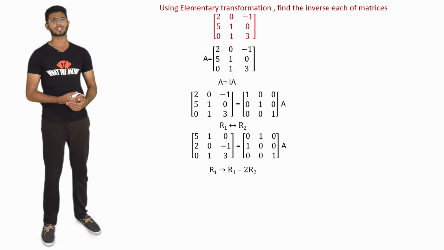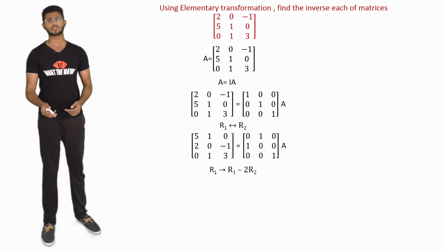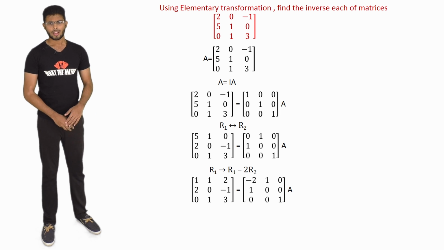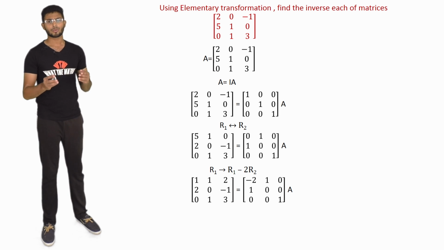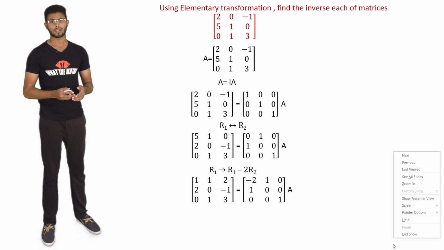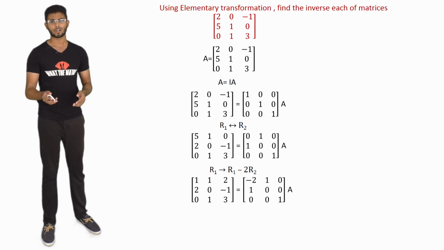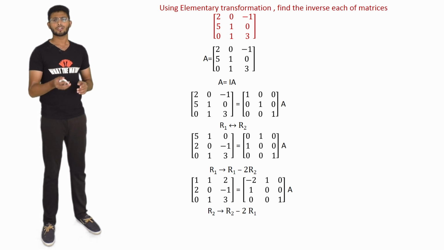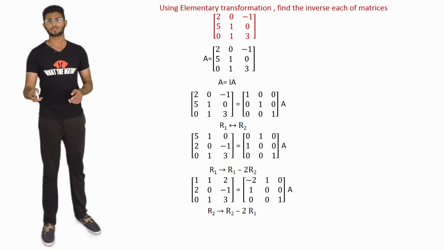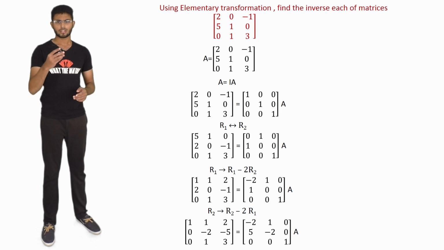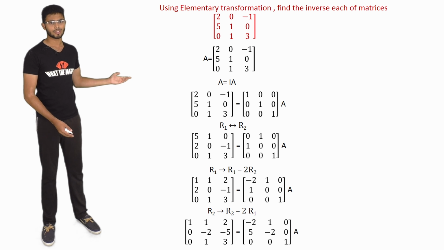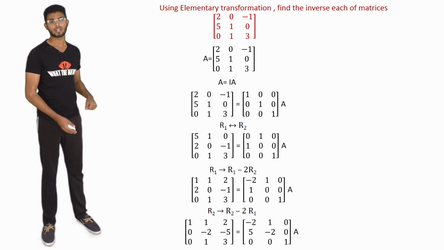So now what we're going to do is R1 implies R1 minus 2 times R2. Once you've done that, you're going to get 1 in the first position. And so basically we've done the first step of our inverse matrix. Now we're going to try and get a 0 in the second position in the first column. To do that, we're going to do R2 implies R2 minus 2 times R1. Once you've done the operation, you're going to get this over here. As you can see, we have a 0 in the second place in the first column.